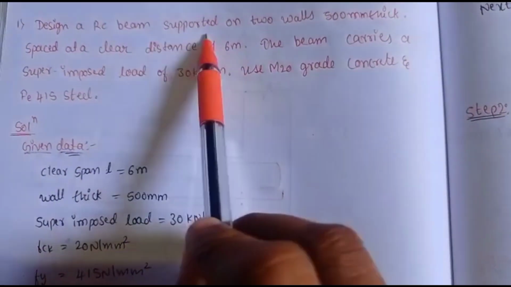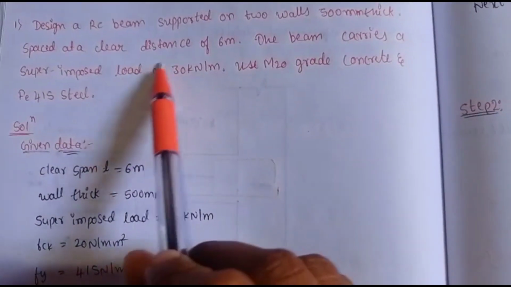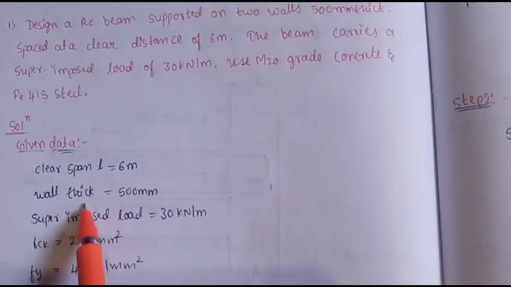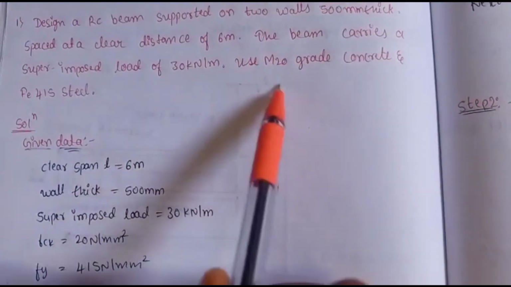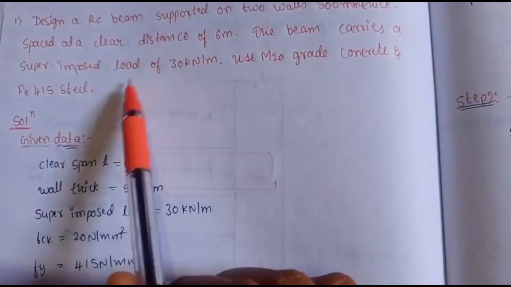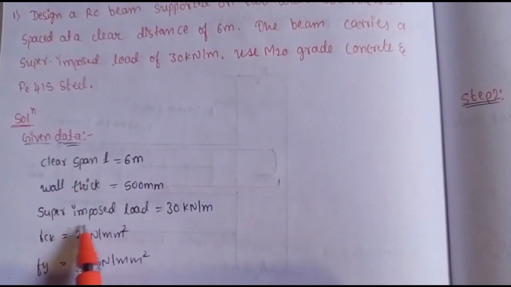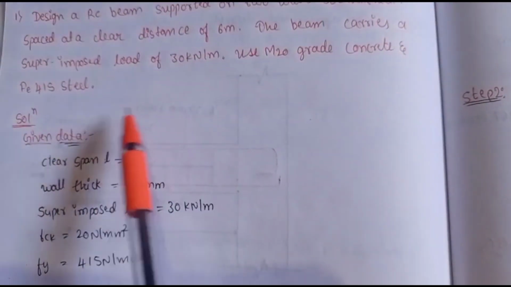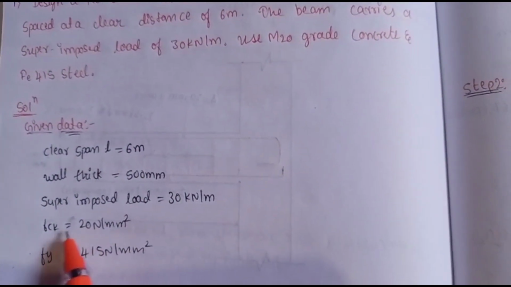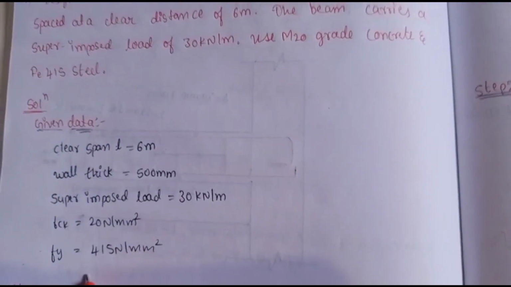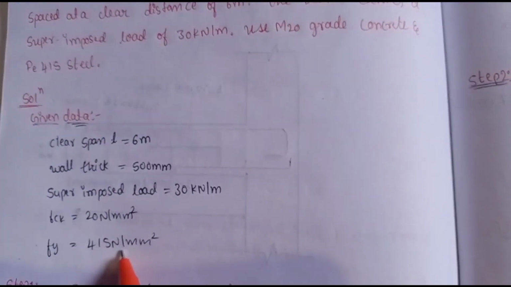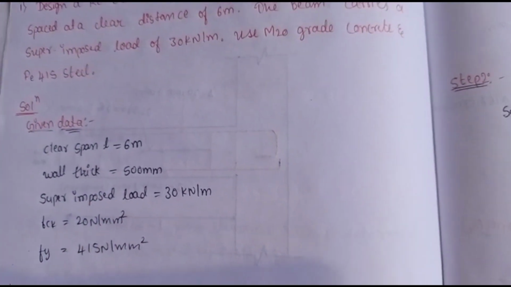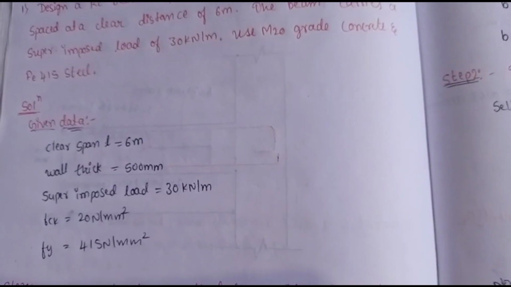So what have they given? They have given the clear span, that is 6 meter, and they have also given the wall thickness. Wall thickness is 500 mm. So superimposed load of 30 kN per meter, and M20 grade of concrete and Fe415, that is nothing but our fck is equal to 20 Newton per mm square and fy is equal to 415 Newton per mm square. This is the data they have given. So we'll see how to design this.